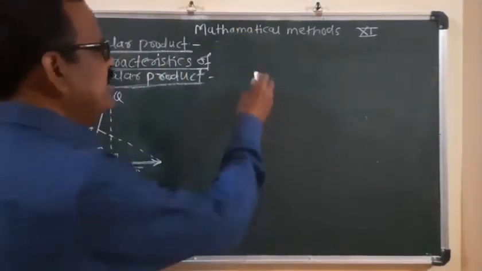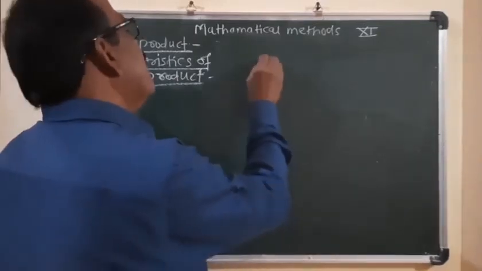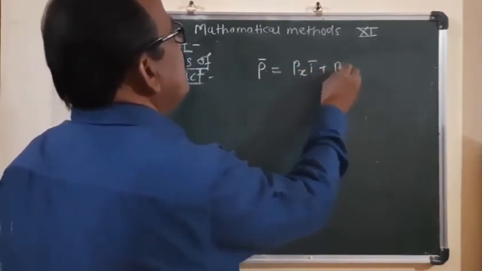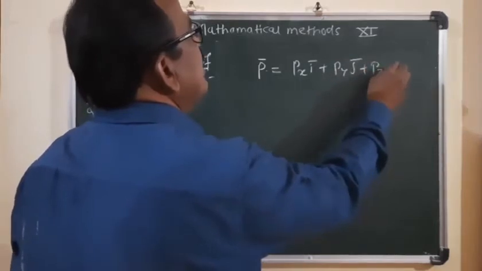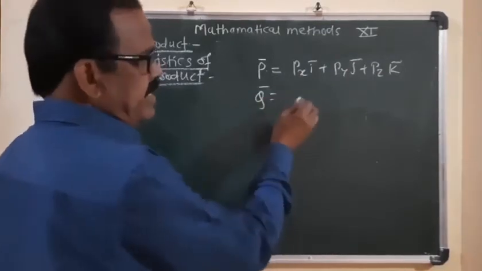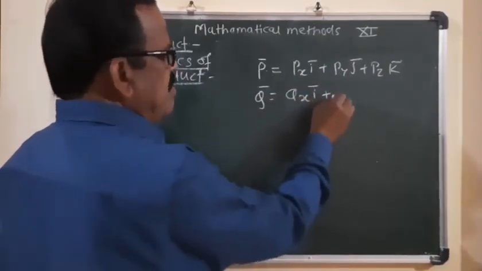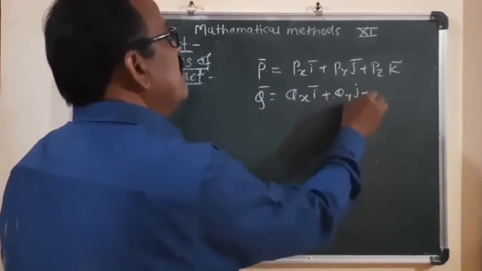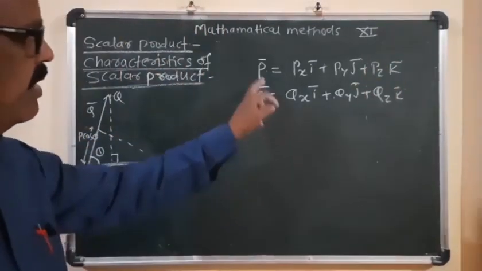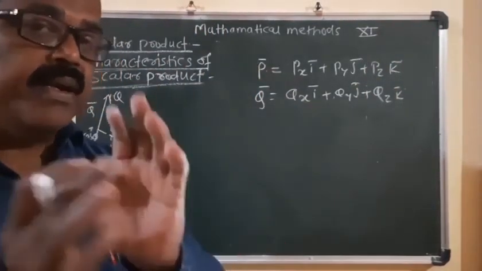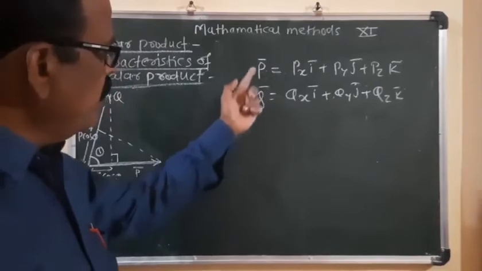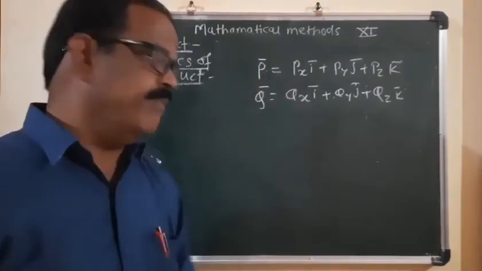Consider two vectors. The first vector is P bar, which is equal to Px I bar plus Py J bar plus Pz K bar. This is the first vector. Take second vector Q bar. Q bar is equal to Qx I bar plus Qy J bar plus Qz K bar. In this case, we take the dot product of these two vectors. या दोन vectors चा आपण dot product घेऊया. We can express the scalar product of two vectors in terms of the rectangular components.